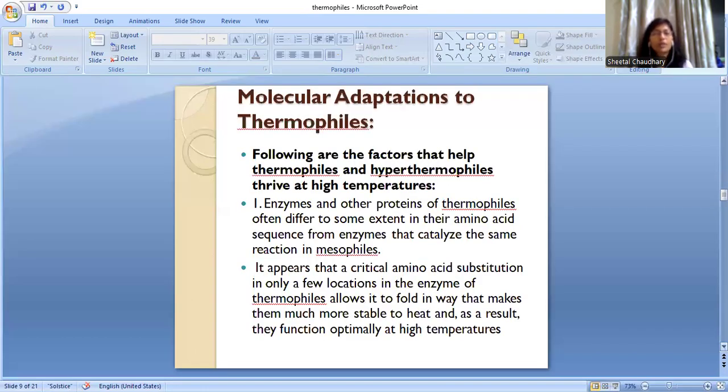Molecular adaptation to thermophily. The following are the factors that help thermophiles and hyperthermophiles thrive at high temperatures. Enzymes and other proteins of thermophiles often differ to some extent in their amino acid sequence from enzymes that catalyze the same reaction in mesophiles. It appears that a critical amino acid substitution in only a few locations in the enzymes of thermophiles allows them to fold in a way that makes them much more stable, and as a result, they function optimally at high temperature.